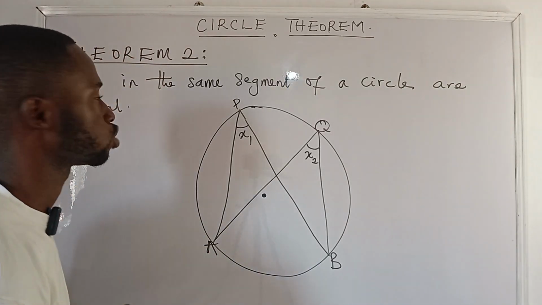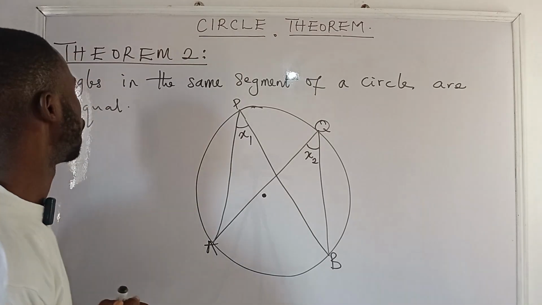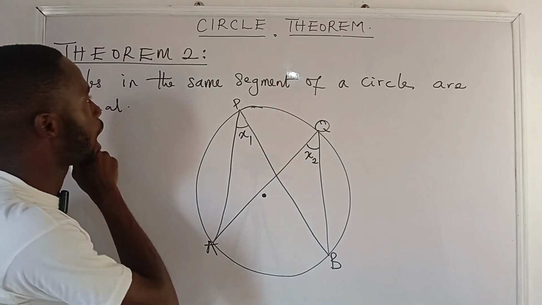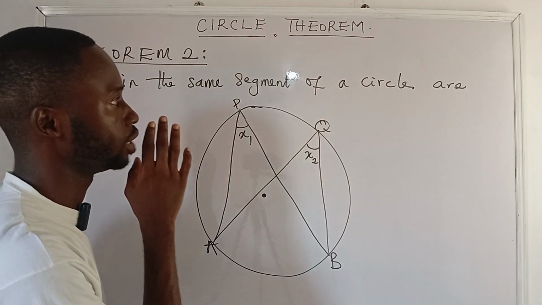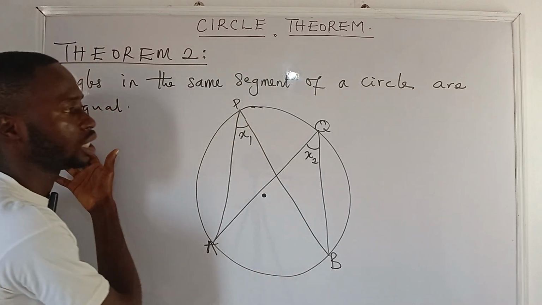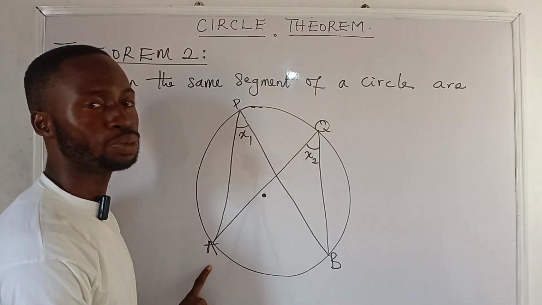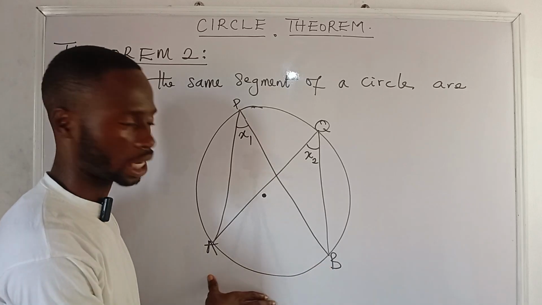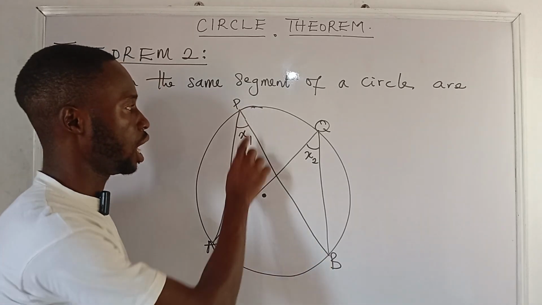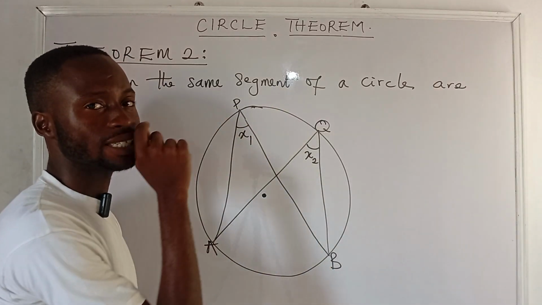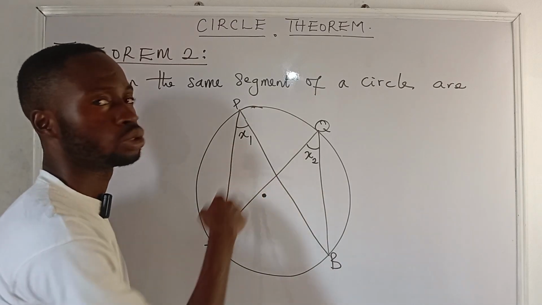For today's class, we'll be doing theorem 2. Theorem 2 states that angles in the same segment of a circle are equal. What this basically means is that when an angle is being formed coming from the same arc, that is arc A and B, and they are both subtended at the circumference, then these both angles are the same.